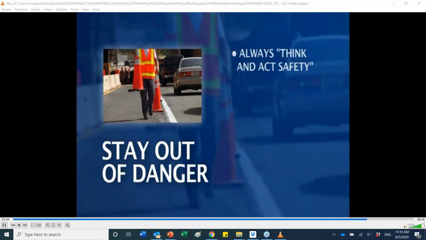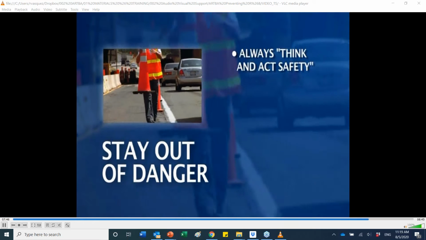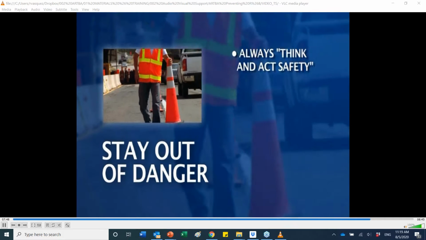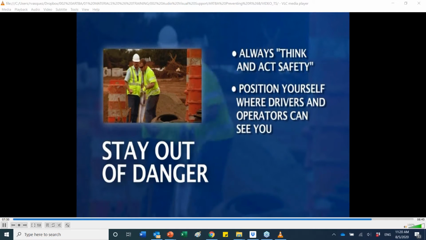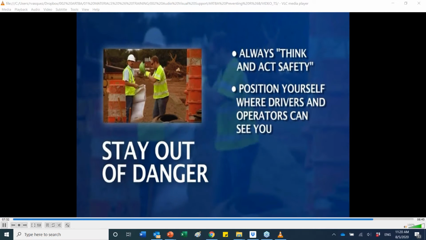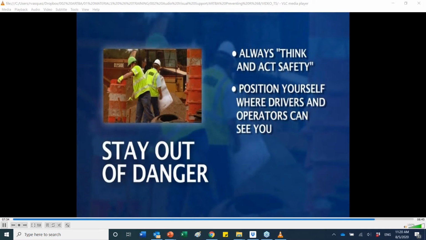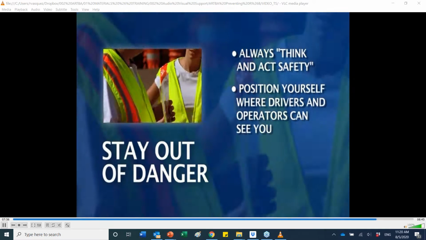By thinking safety and acting safely, this means that your good attitude about safety will show in your actions on the job. You will position yourself where drivers and operators can see you. You'll be careful when approaching and working around equipment.